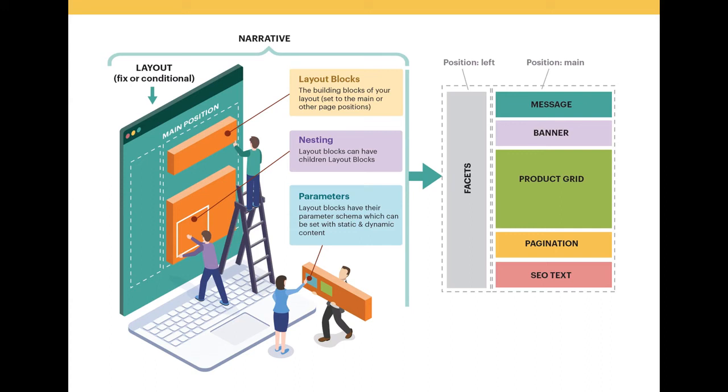And so as a result, you can create a layout like the one we see on the right. So with two positions. So this is what we talked about before with the zones of the narrative. So we have the left position and we have the right position. On the left we have the facets, and on the right we have these 5 blocks which are one below the other. A message, then a banner, then the product grid, then the pagination, and then the SEO text.